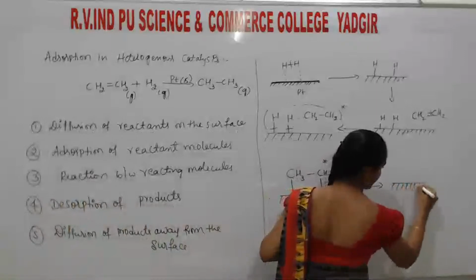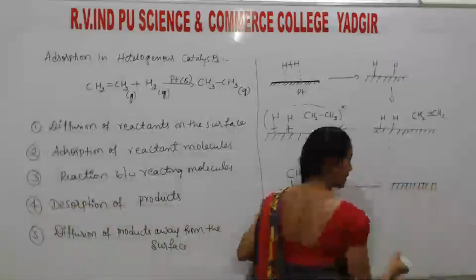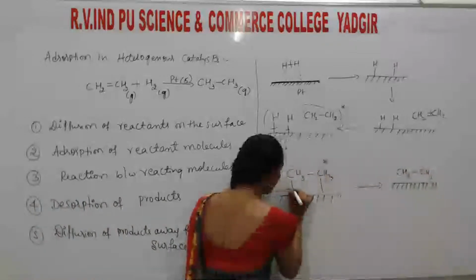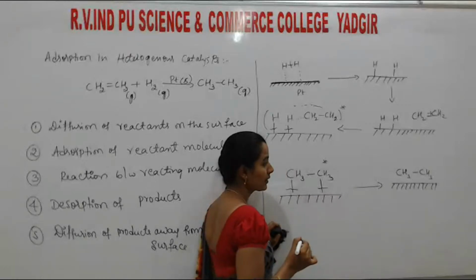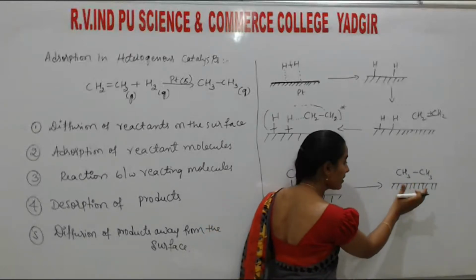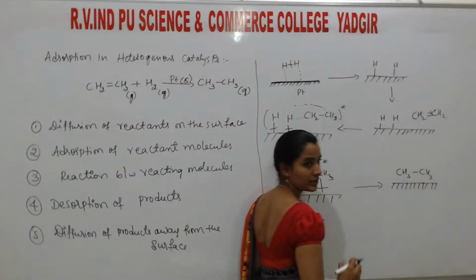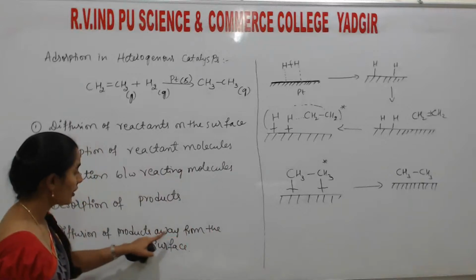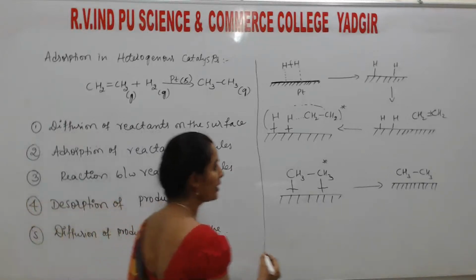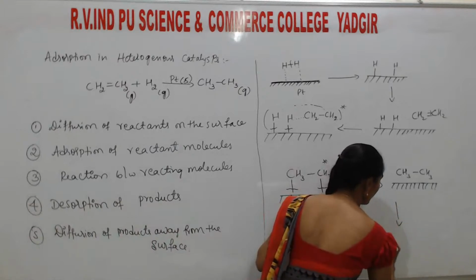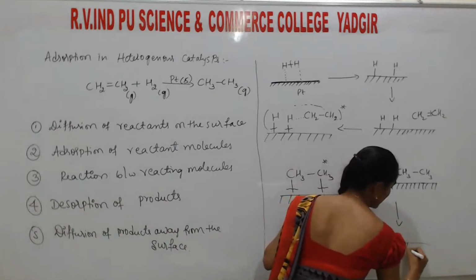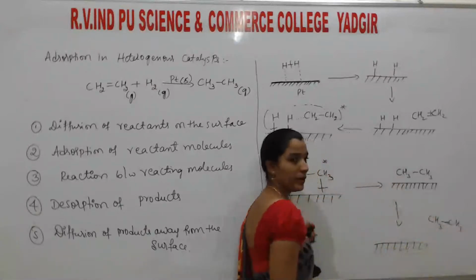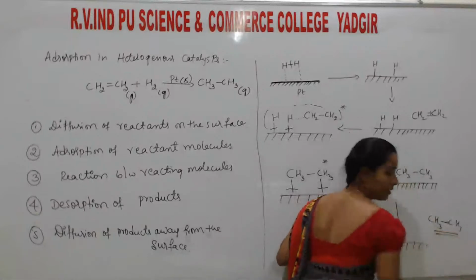If it is like this, understand? Here, they are exactly near to each other. This bond will break. Force of attraction will break. That is called as what? Desorption. But they are exactly on the surface, just above the surface. And the last one is diffusion of product away from the surface. Okay? The last step is diffusion of product away from the surface, that is the answer.